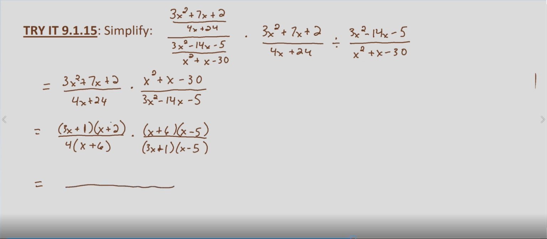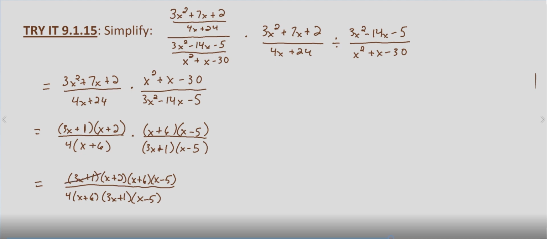Then rewrite it all over the same division bar. We just multiply across the top, multiply across the bottom. So 3x plus 1 times x plus 2 times x plus 6 times x minus 5, all over 4 times x plus 6 times 3x plus 1 times x minus 5. And then we go through and we cancel the like factors, the common factors in the numerator and denominator.